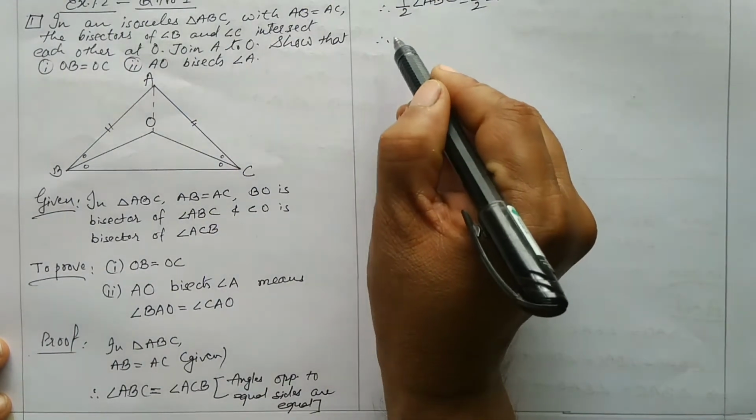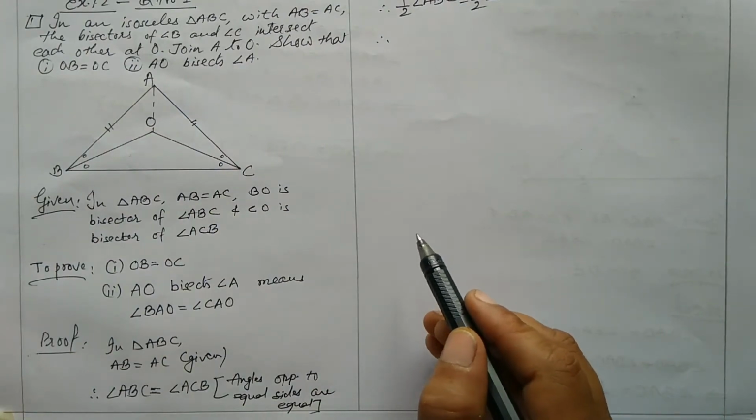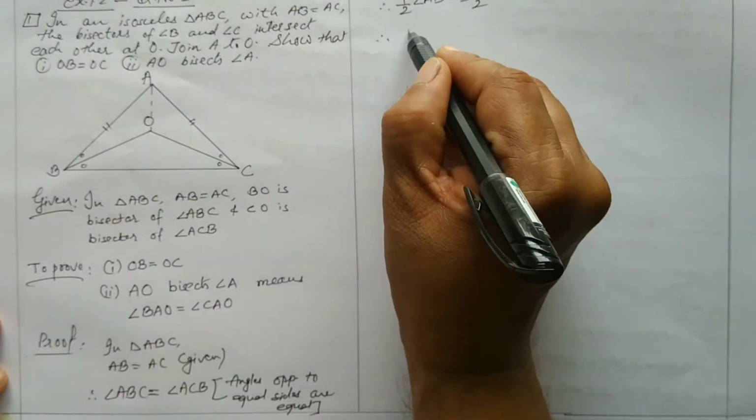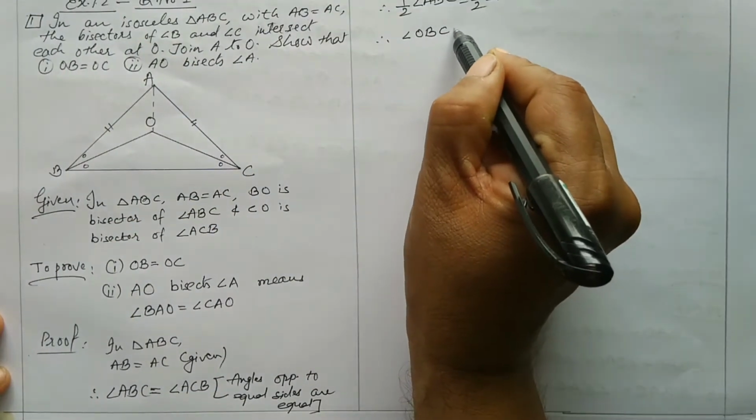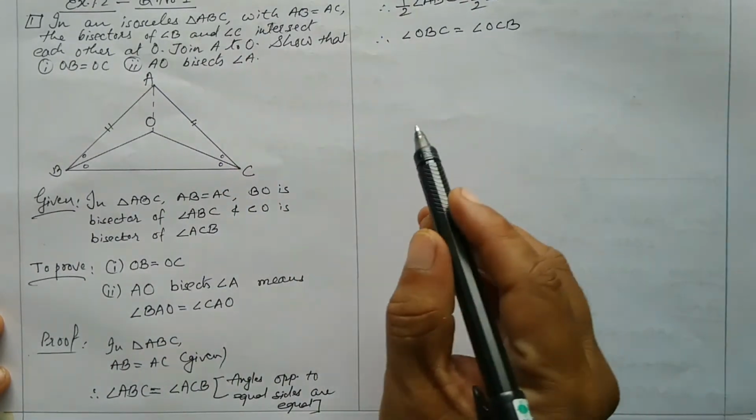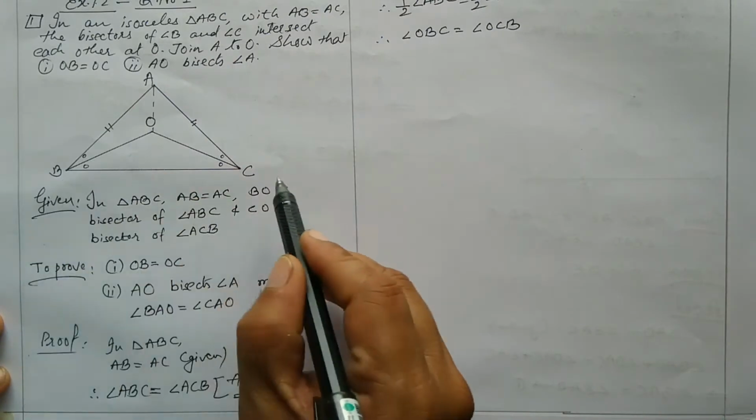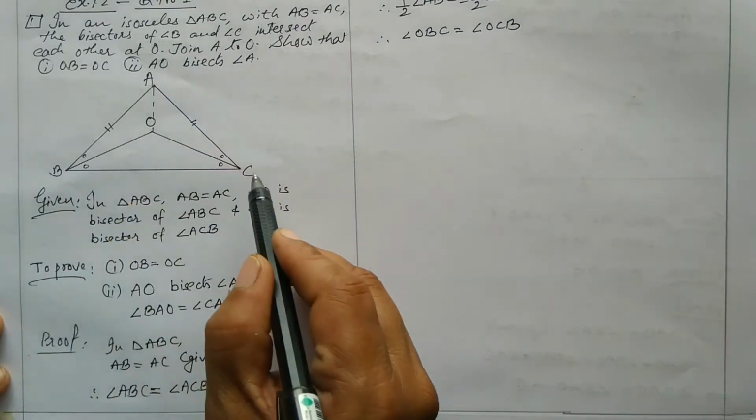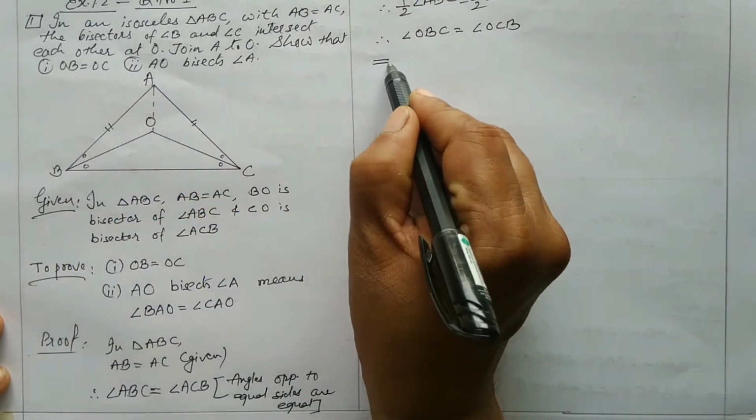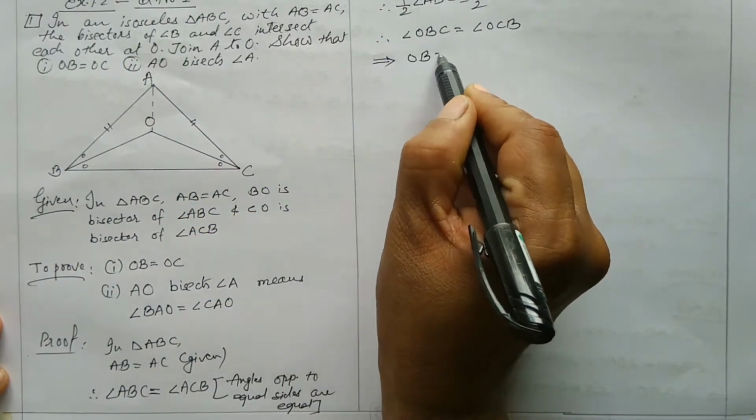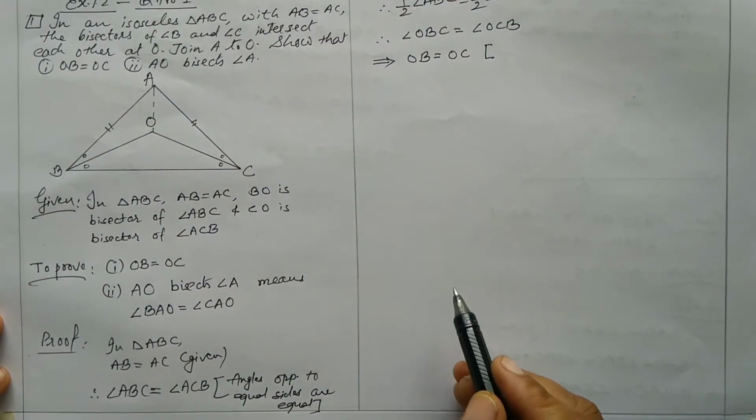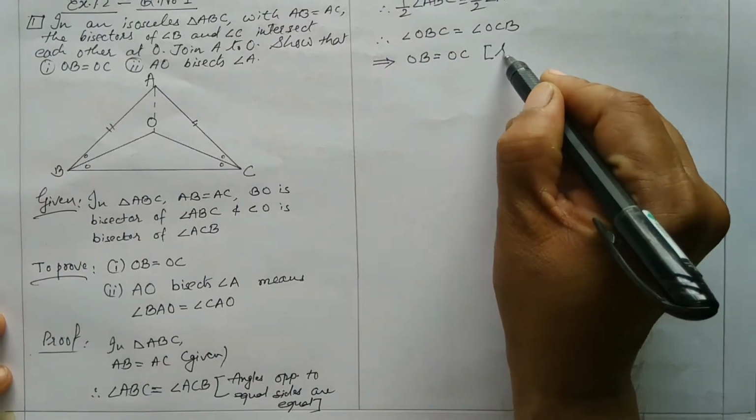So what is half of ABC? Half of ABC is angle OBC, which is also equal to OCB. If you focus on triangle OBC, you got that OBC is equal to OCB. So sides opposite to them are also equal. So this implies that OB is equal to OC. Reason: sides opposite to equal angles.